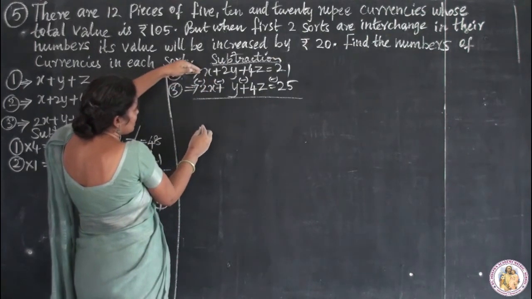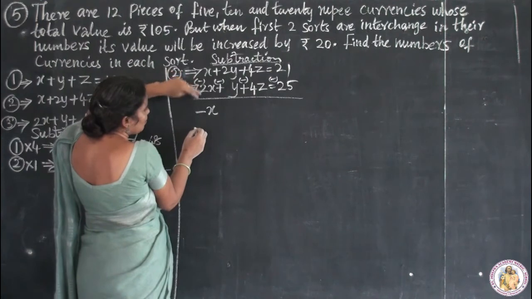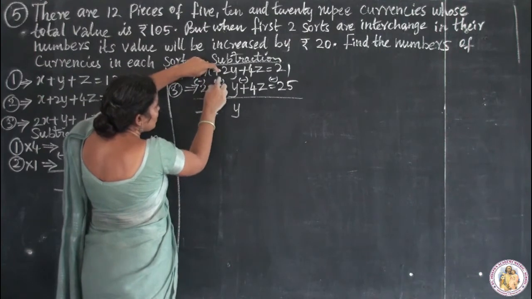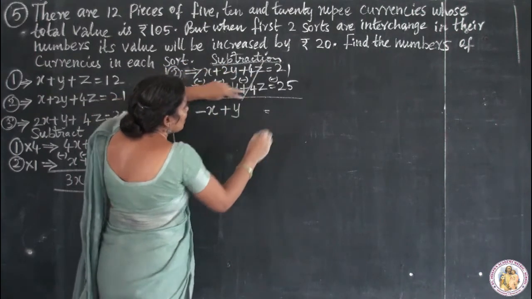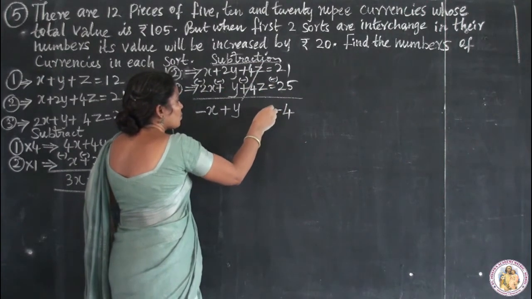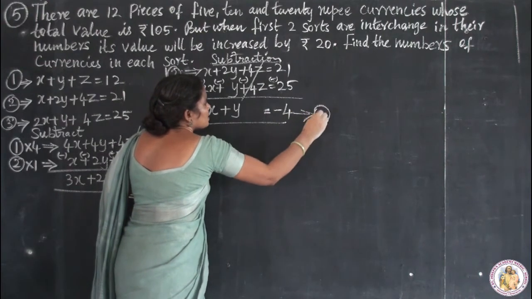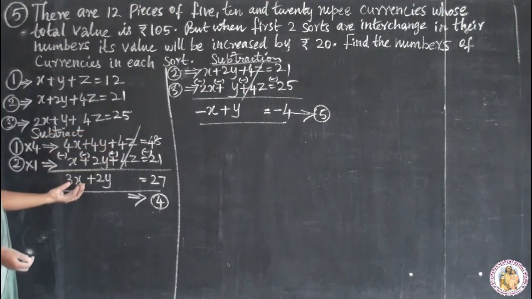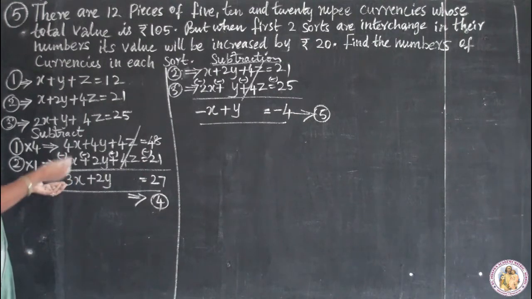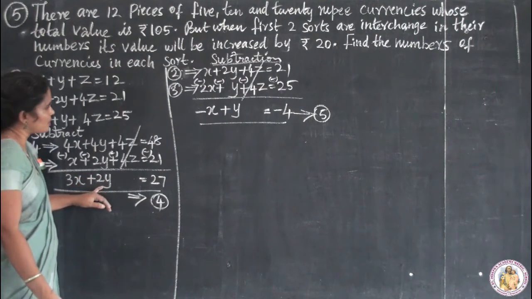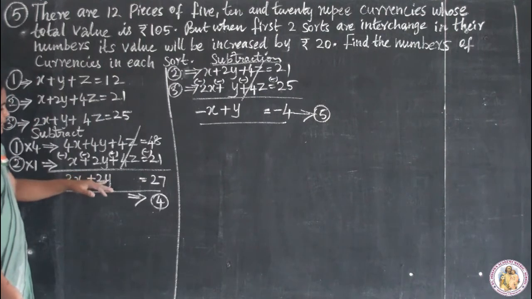So 2x minus x is minus x. 2 is greater, minus x. 2 minus 1 is 1y. 2 is greater. Cancel. 25 minus 21 is 4. 25 is greater. Minus 4. Taking this as fifth equation. Now you can see third equation and fifth equation, same variable x and y. If you need to cancel x, go with the multiplication of 3 to fifth equation. If you need to cancel y, multiply with 2 in fifth equation. So I am going to cancel y.